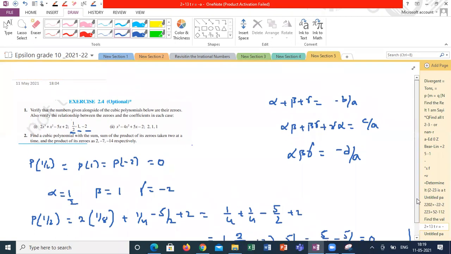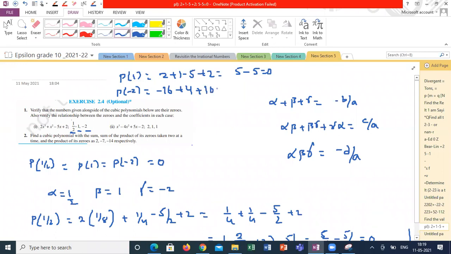P of 1. P of 1 is how much? 2 plus 1 minus 5 plus 2. 5 minus 5, 0. Next is P of minus 2. Minus 16 plus 4 plus 10 plus 2. So minus 16 plus 16, so 0. So we found that all three given numbers are zeros of the polynomial.